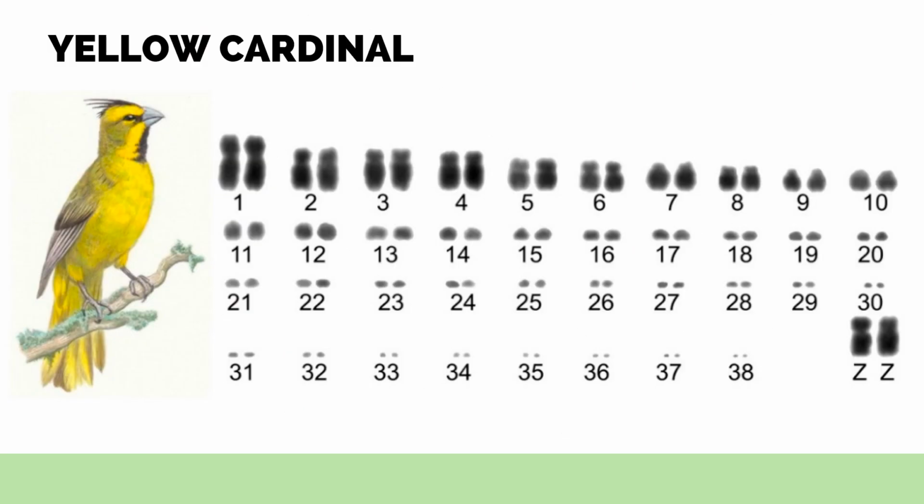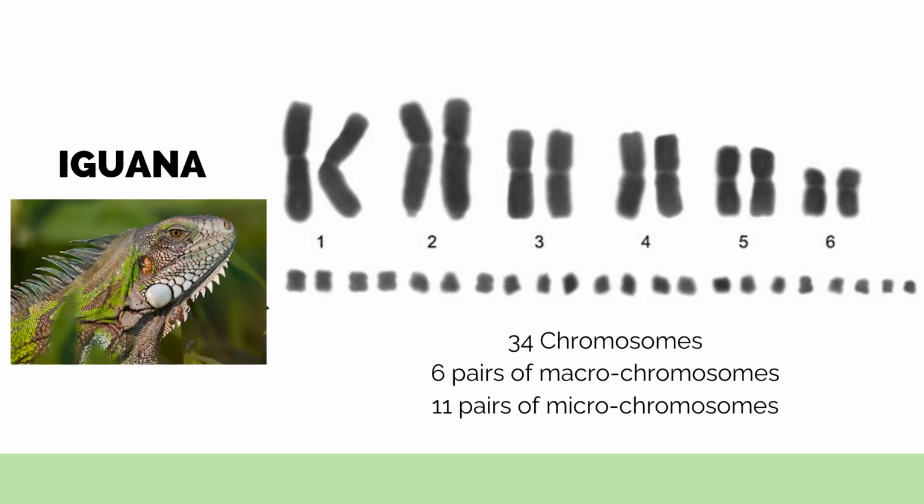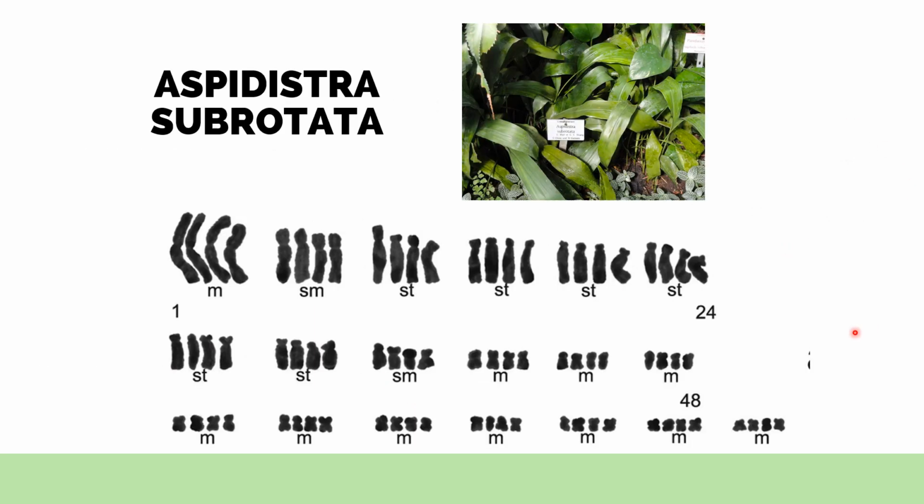For example, this is a visual representation of canine chromosomes. This is the karyotype for a yellow cardinal. As you can see, the yellow cardinal has many more chromosomes, and they have Z sex chromosomes. This is an iguana. An iguana actually has 34 chromosomes, 6 pairs of macrochromosomes, so these larger ones, and then 11 pairs of microchromosomes. Here we have a type of plant. As you can see, this plant has 4 sets of chromosomes, so they have 4 copies of each chromosome.